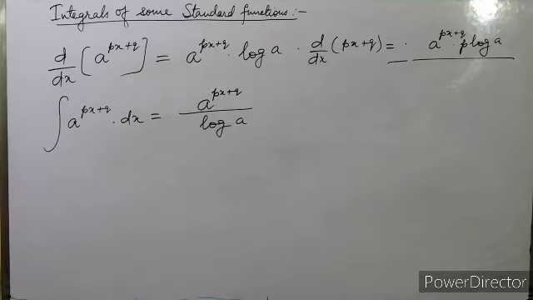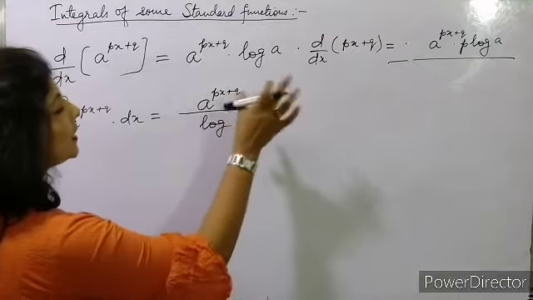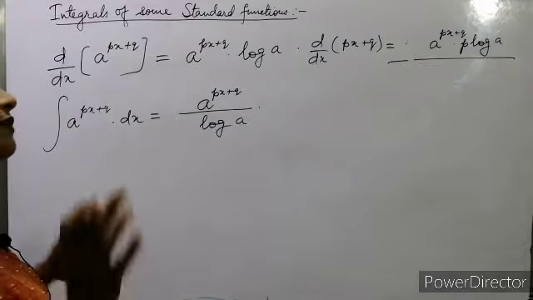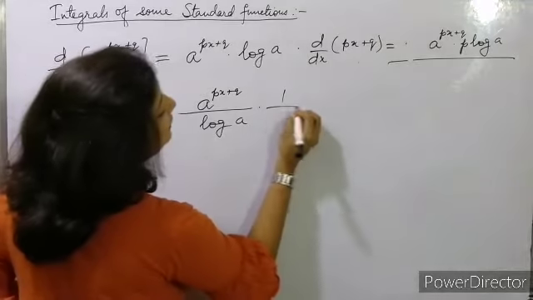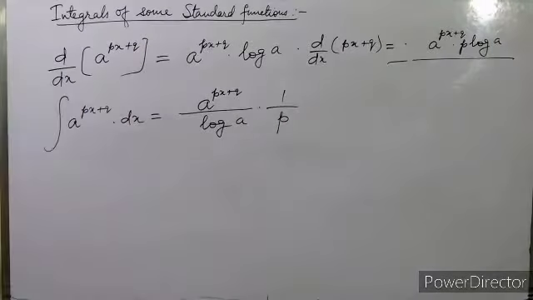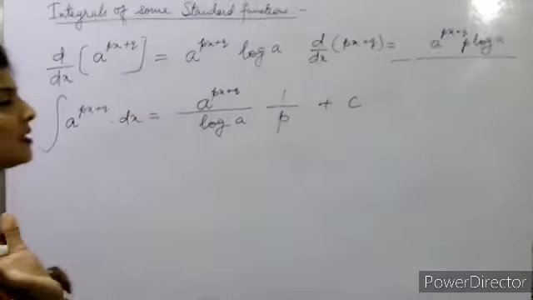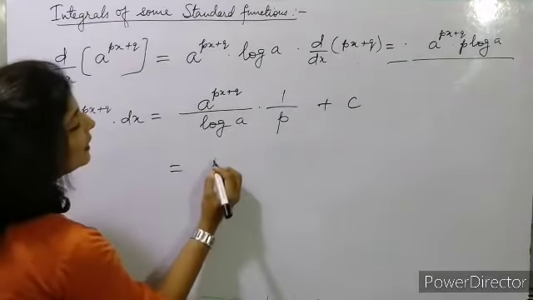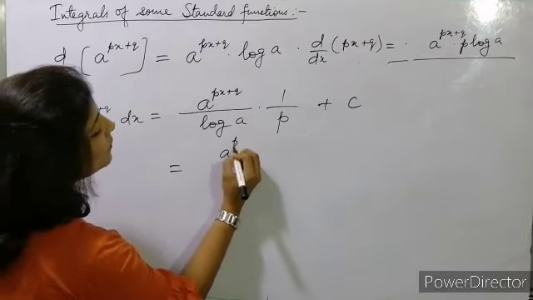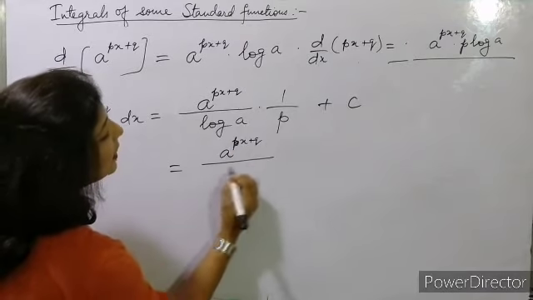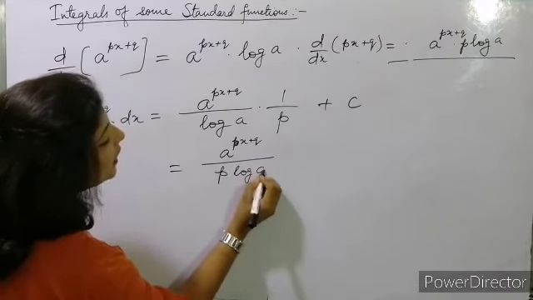And after that, what were we doing here? We were differentiating, and we got p, so we were multiplying this by p. So here we divide this by p. Okay, we will divide by p. So what is the complete value? After integrating we always keep c, one constant we should keep. So the complete value will be a to the power px plus q divided by p log a.